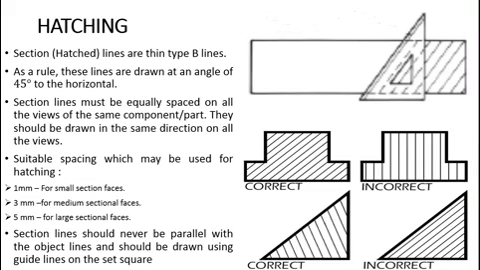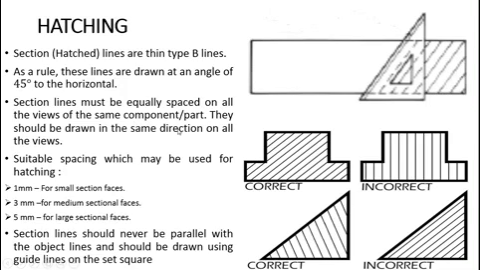Okay, another thing that we need to know is called hatching or section lines. These are thin type B lines. As a rule, these lines are drawn at an angle of 45 degrees to the horizontal. You can see from this drawing on the right side that these lines are at an angle to the horizontal. Normally you will find that they are at an angle of 45 degrees, especially when you are dealing with only one component. So always use a 45-degree set square.